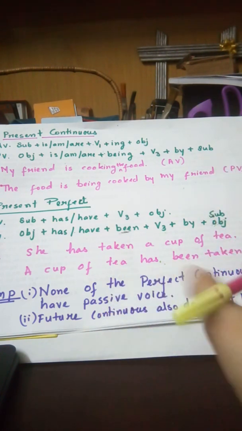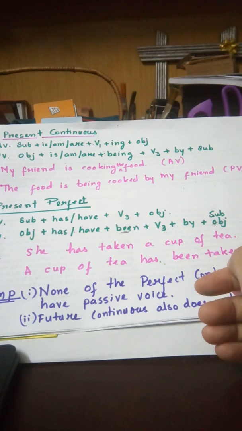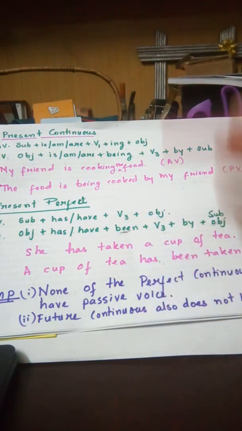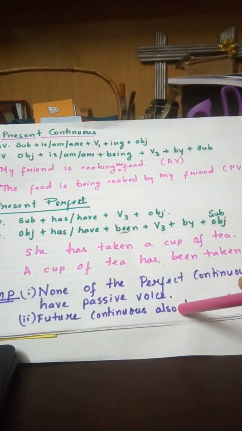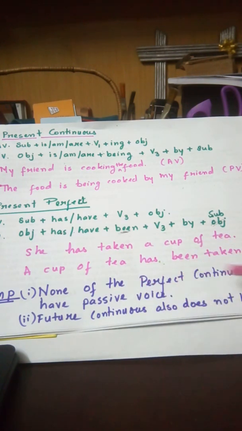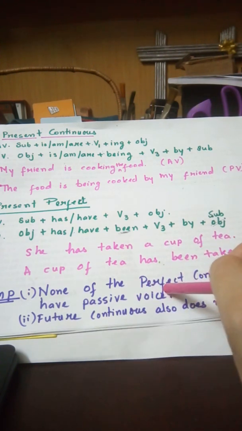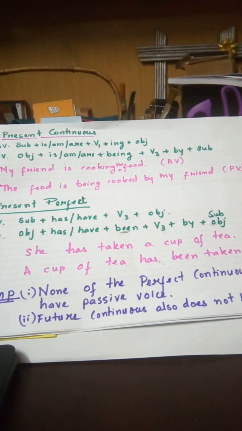Now this is all about present tense, all the aspects of present tense. Now you might wonder, where is the fourth aspect, present perfect continuous? It's missing from here. I have not discussed it because none of the perfect continuous tenses have passive voice. Neither present perfect continuous, nor past perfect continuous, nor future perfect continuous has any passive voice, because that being structure is not possible. Again, future continuous does not have any passive form. None of the sentences in future continuous have a passive voice.